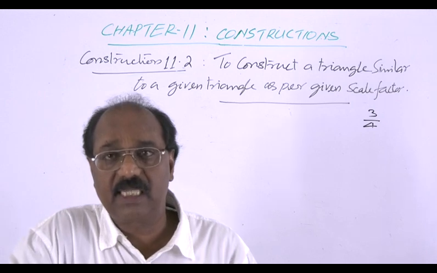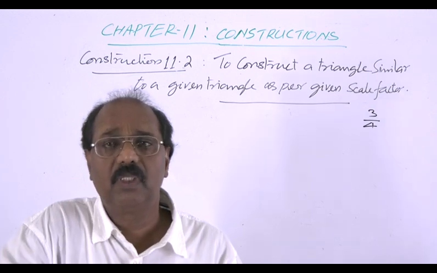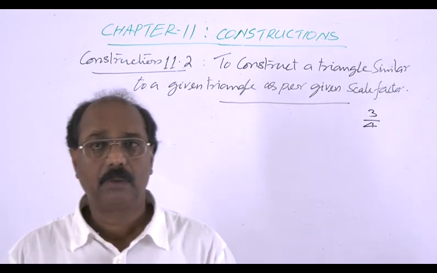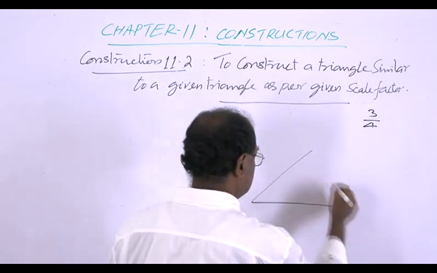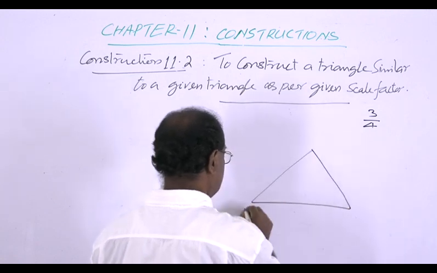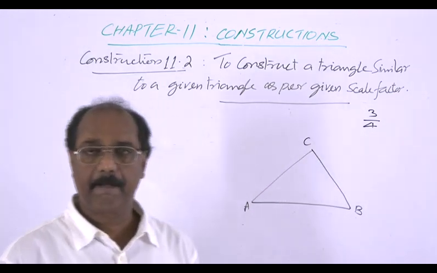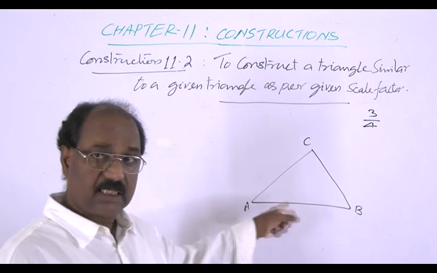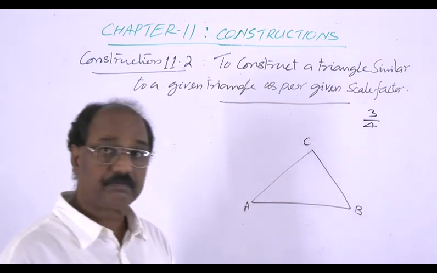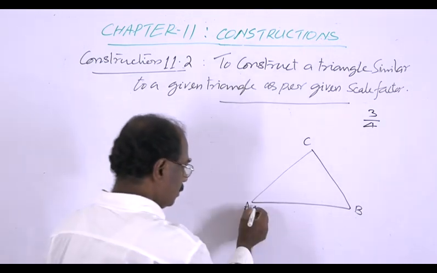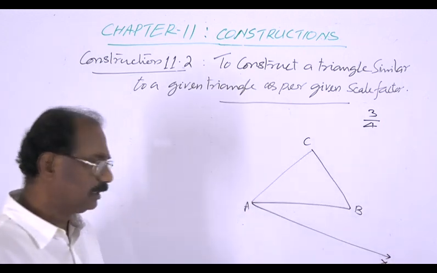The scale factor is 3/4, the ratio of the sides is 3/4, that is, sides 3/4 of the sides of the given triangle. So, consider the given triangle, suppose this ABC. This ABC, the given triangle. Then we want to construct the new one whose sides are 3/4 of the sides of this triangle. For this, draw this ray AX.